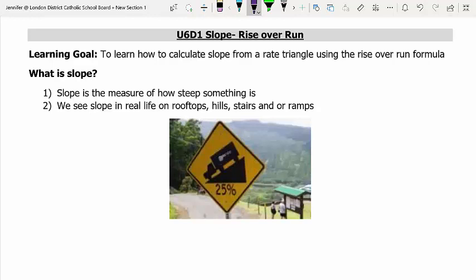Slope is basically the measure of how steep something is. If you have a really steep hill that you need to walk up, it's going to have a very large slope. If you have a not so steep hill that you need to walk up, it's going to have a not so large slope. Slope is present in a lot of areas of our daily life. For example, your roof on your house has a slope, hills have a slope, stairs and ramps have a slope.